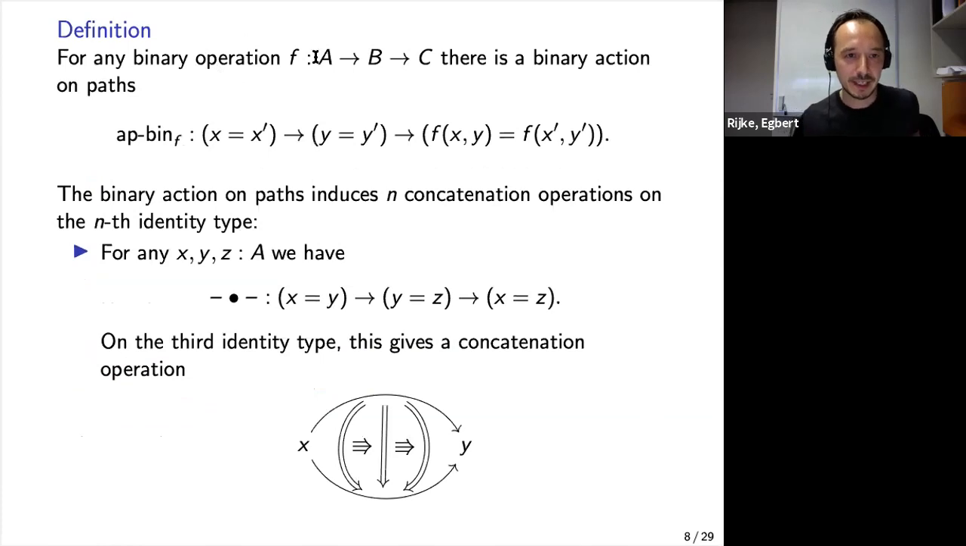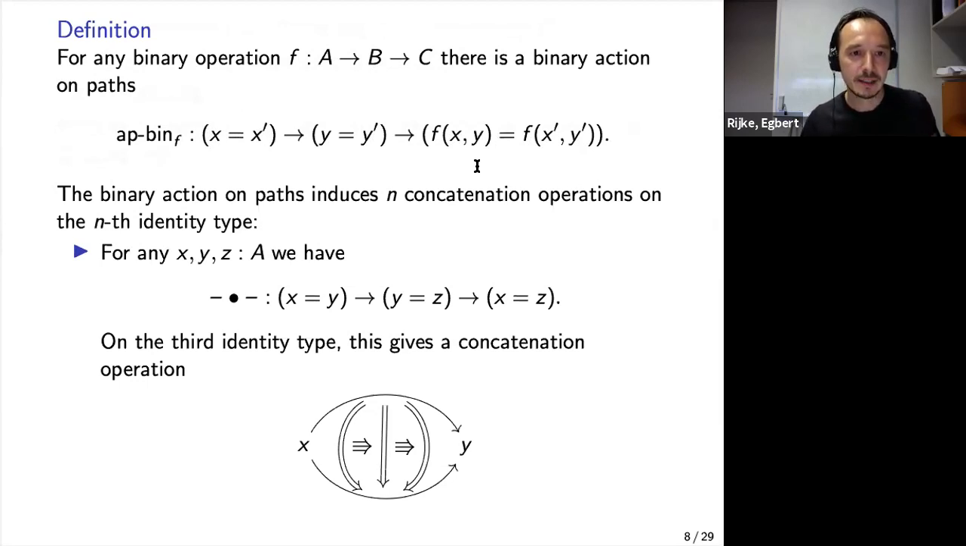If you have a binary operation f, and it takes an element from one type, it takes an element from another type, and it outputs in a third type. So this is the most general kind of binary operation there is. Then it has a binary action on paths. So if I have a path in A, a path in B, then I get the path in C. So here, if I get a path from x to x prime, a path from y to y prime, then I get the path from f x y to f x prime y prime.